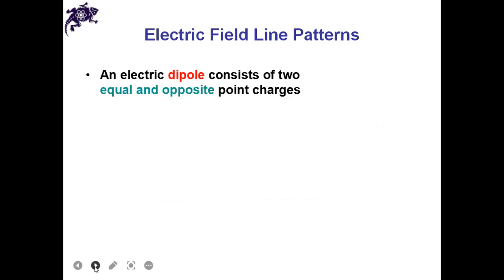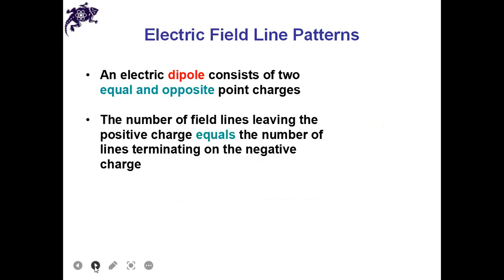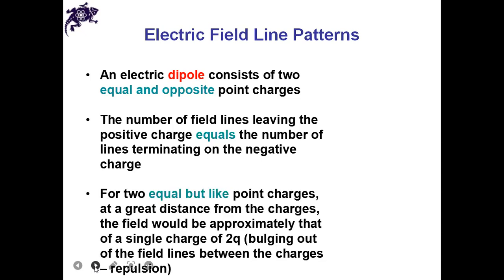An electric dipole consists of two equal and opposite point charges, and the number of field lines leaving the positive charge equals the number of lines terminating on the negative charge. For two equal and like point charges, at a great distance from the charges the field would be approximately that of a single charge of 2q. The field lines between the charges show repulsion, because two equal like charges repel each other.